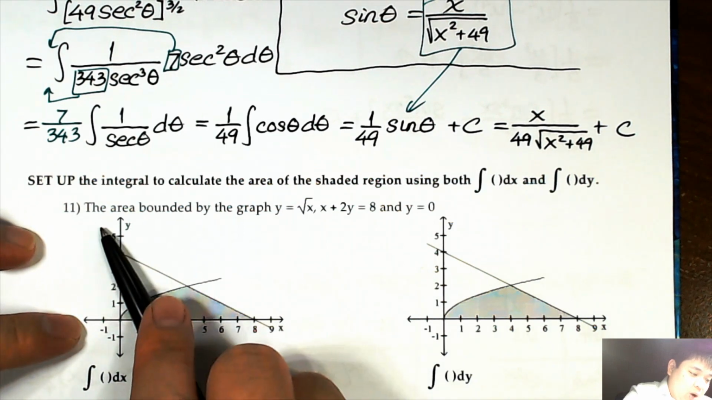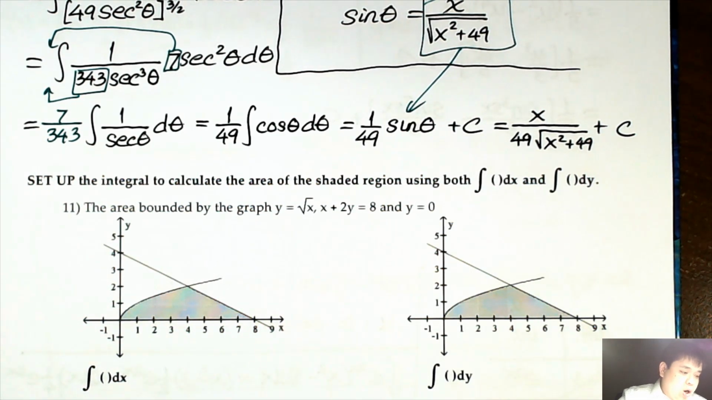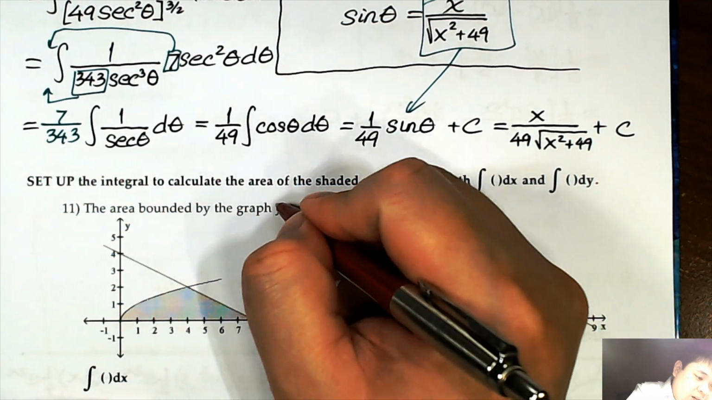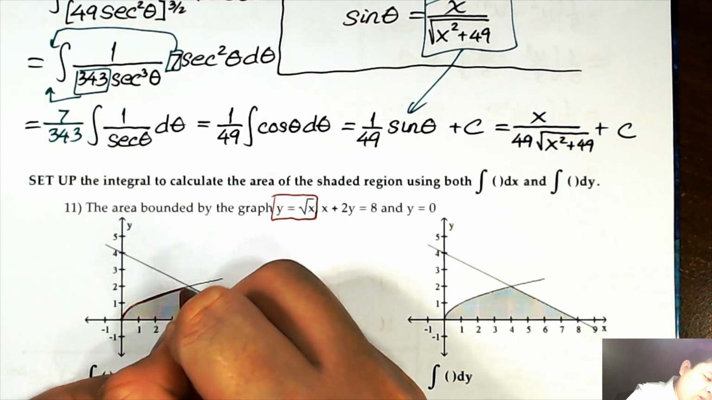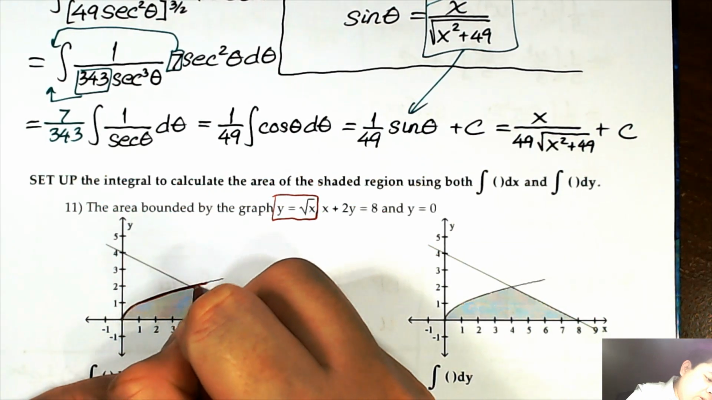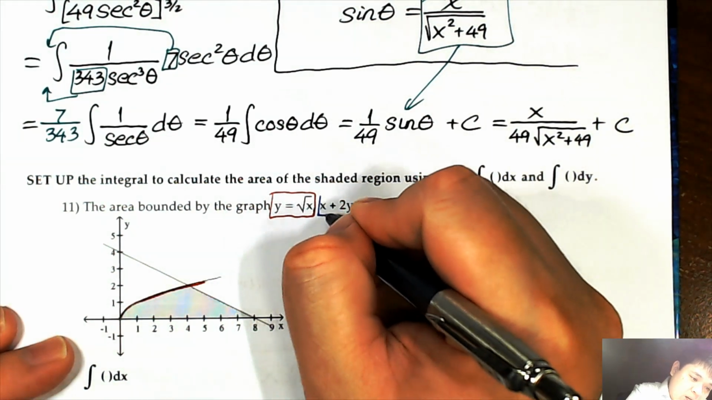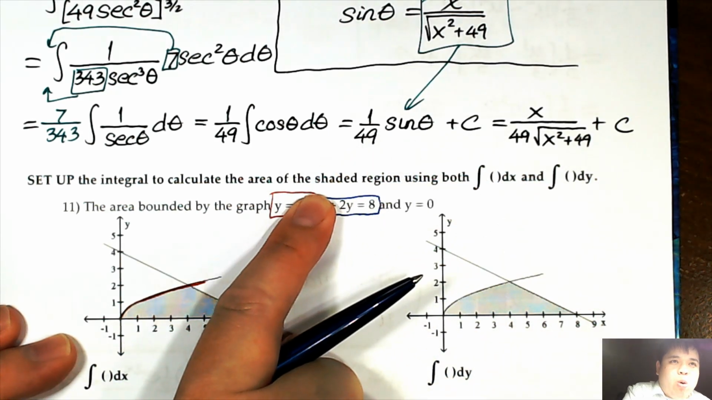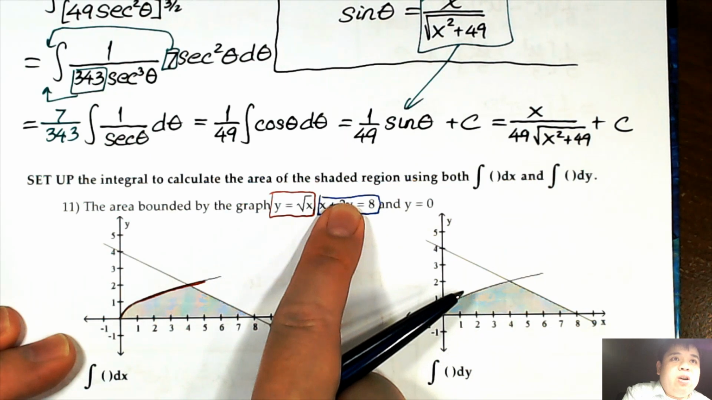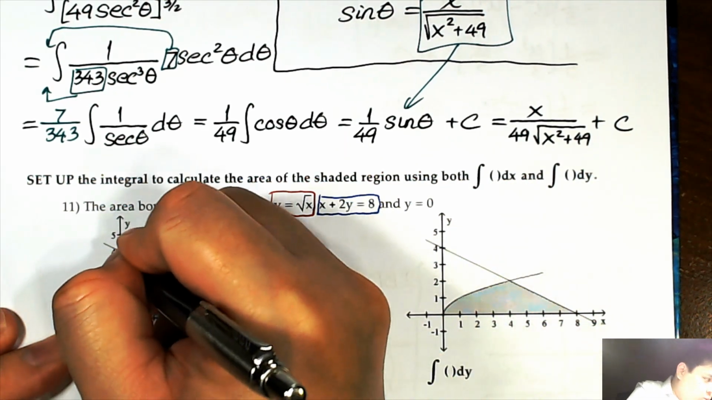So first, we're trying to set up the integral to calculate the area under the curve. First, we have the curve y equal to square root of x. That's going to be this curve. Then x plus 2y equal to 8. When x equal to 0, y equal to 4. When y equal to 0, x equal to 8. So we have this point and that point.